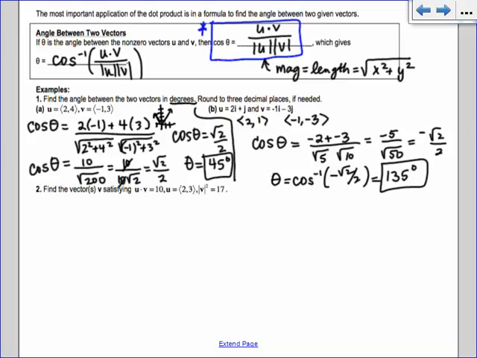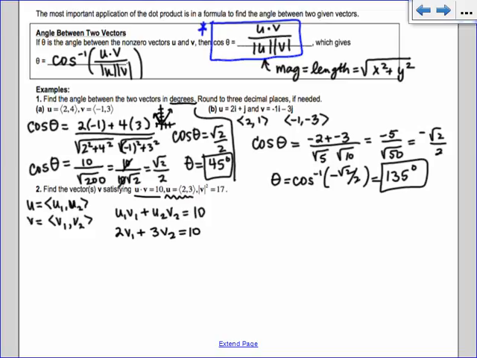Okay, so basically u is some vector u1, u2. And v is some vector that's v1, v2. Okay, so when I say u dot v equals 10, what I'm saying is that u1 times v1 plus u2 times v2 has to equal 10. But luckily I know u is 2, 3. So what I really have is 2v1 plus 3v2 equals 10. Okay, so I at least know u.